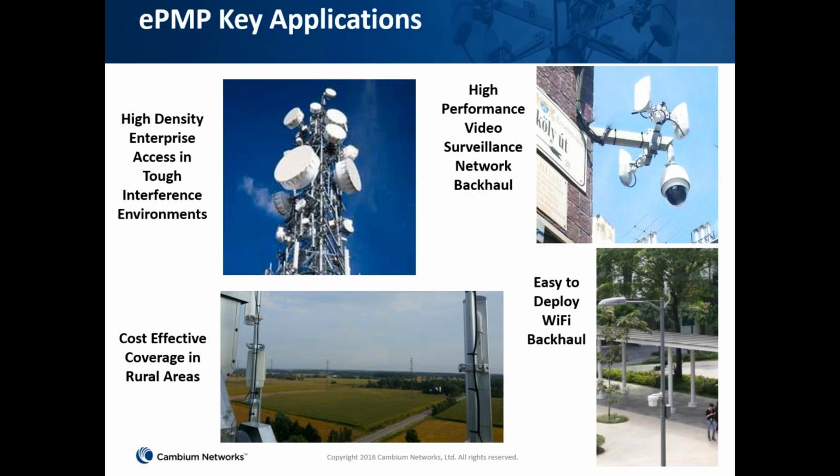And Wi-Fi backhaul. You can see there that on that street light there is an ePMP subscriber module at the top, providing backhaul for the Wi-Fi access point below it, which is about halfway down the pole, which makes it very easy to deploy Wi-Fi wherever you need to.